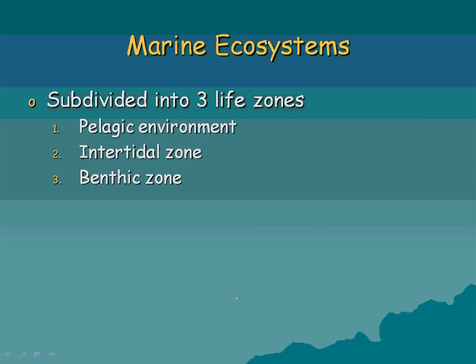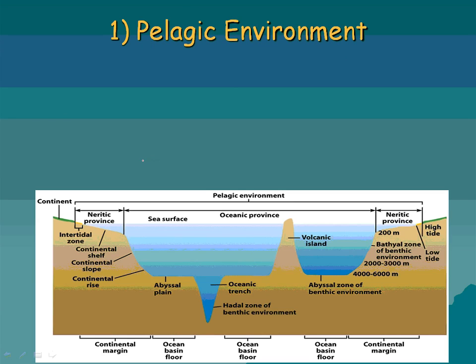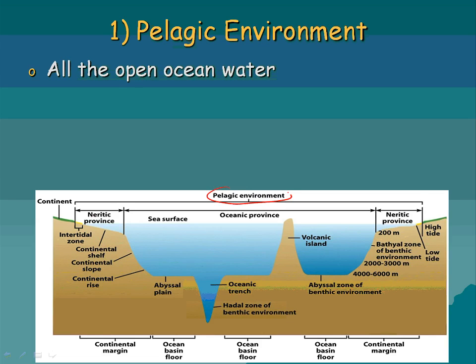Okay, now on to marine ecosystems. So they're divided into 3 different life zones. You can read here the pelagic, the intertidal, and the benthic zone. So essentially pelagic means all the open ocean water, and this, you can see it written here, is this entire, is basically the ocean, okay?